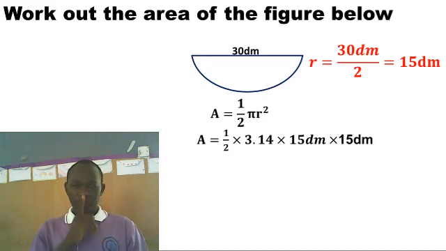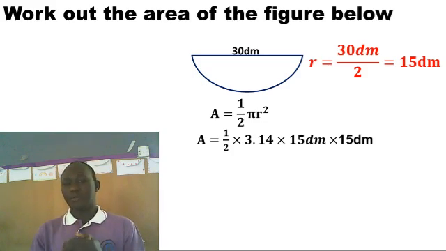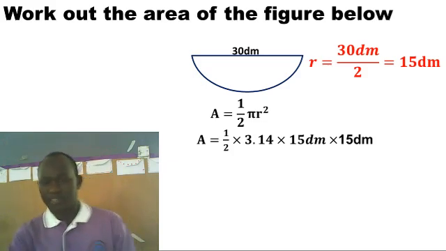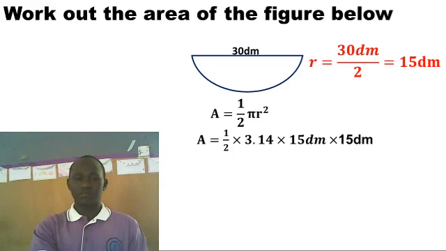We are using 3.14 because 15 is not a multiple of 7. At the same time, we have a choice to pick whatever value of pi we are to use. But according to this, the best value of pi to be used is 3.14, simply because our diameter or our radius is not a multiple of 7 for this question.